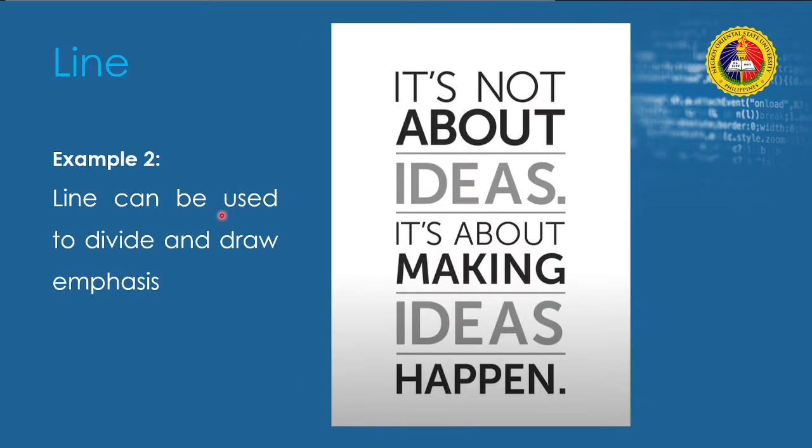Another use of line is to divide and draw emphasis. Okay, so let's take a closer look. It's not about ideas, it's about making ideas happen. So again, line can be used to divide and draw emphasis. What are the words that we are trying to give emphasis? We're trying to give more emphasis here: about ideas, making ideas. By putting an underline or lines below each word, di ba, the emotion has changed. If we remove this, then it will just say it's not about ideas, it's making ideas happen.